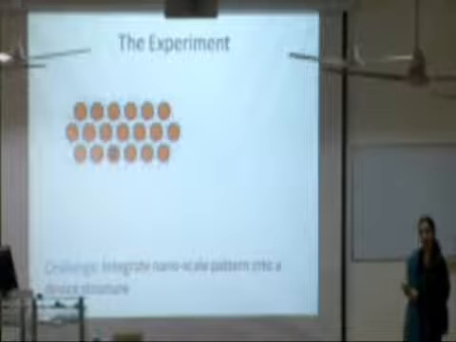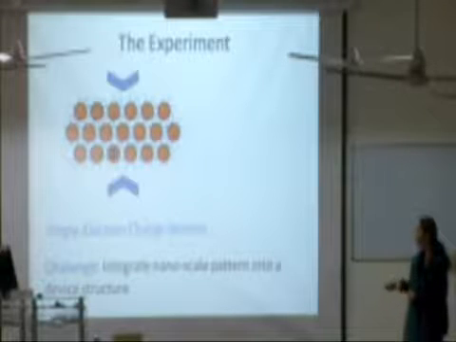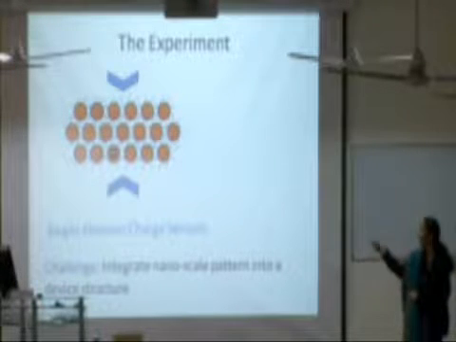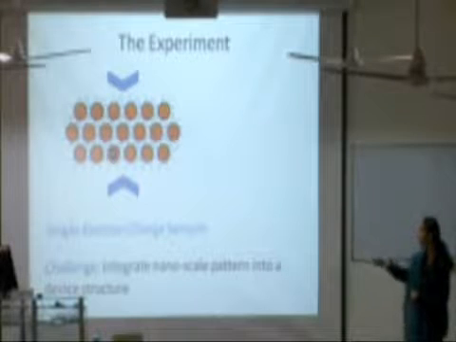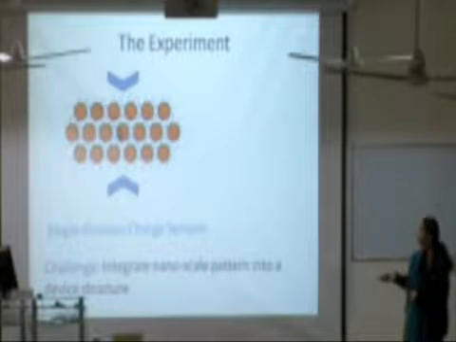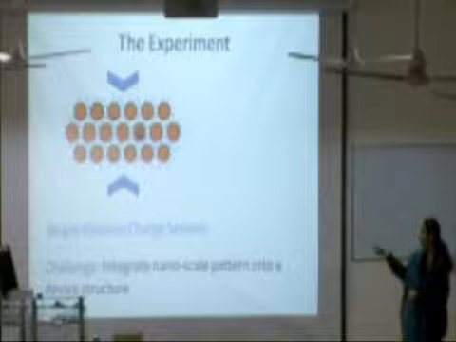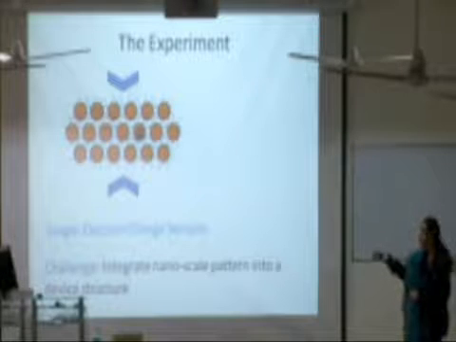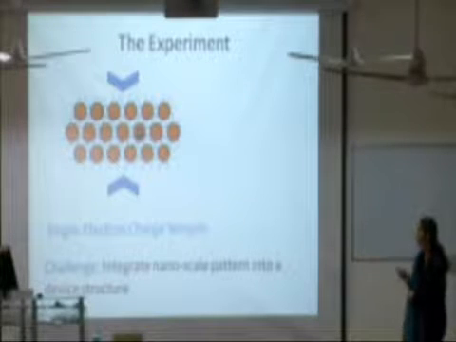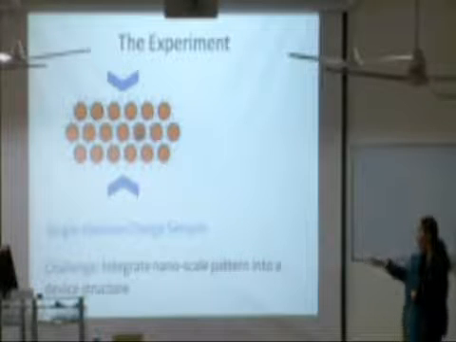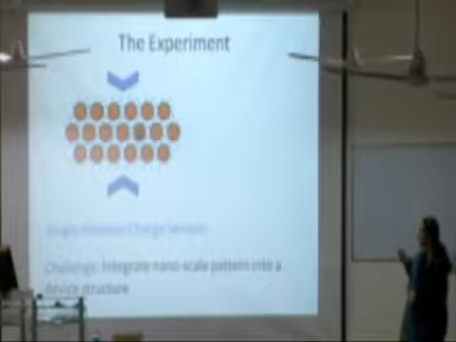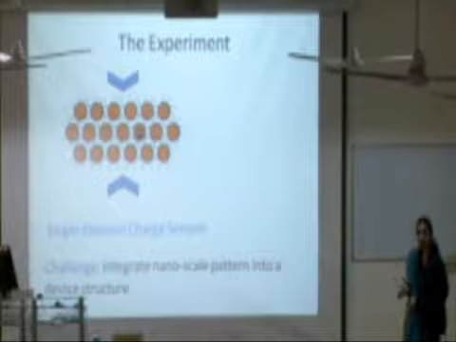So I will now go back and modify our experiment. Instead of having one charge sensor, we now use two charge sensors, and we have a nanoscale material in between, and we hope that we can track the motion of this black electron as it moves from dot to dot in this quantum dot array. And the next challenge which we face with this experiment is how to integrate a nanoscale pattern into this device structure.